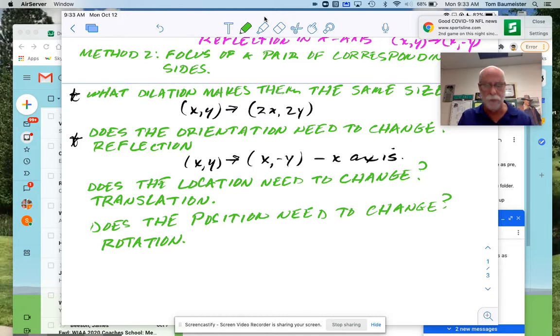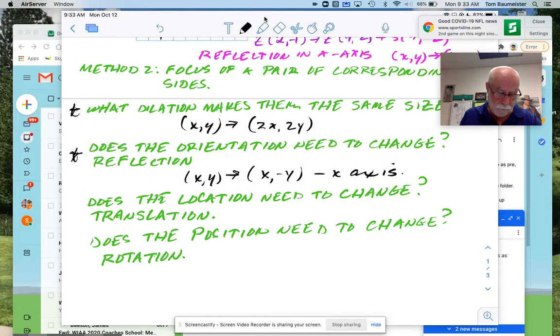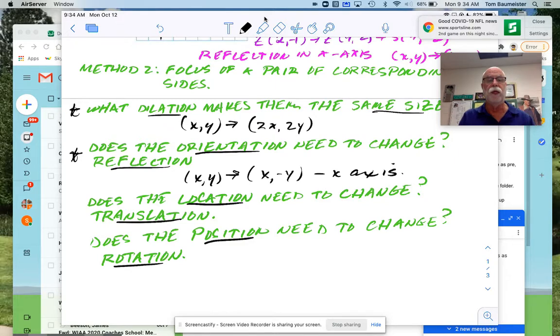So let's look at the keywords here that will help you out. Well, dilation, same size, right? So let me go ahead and do that. So dilation, same size. Orientation is a reflection, right? A location is a translation, and then a position is a rotation. So I started the two that we used here, and what happened to it, again, the location I kind of told you. Again, I told you what the position is.